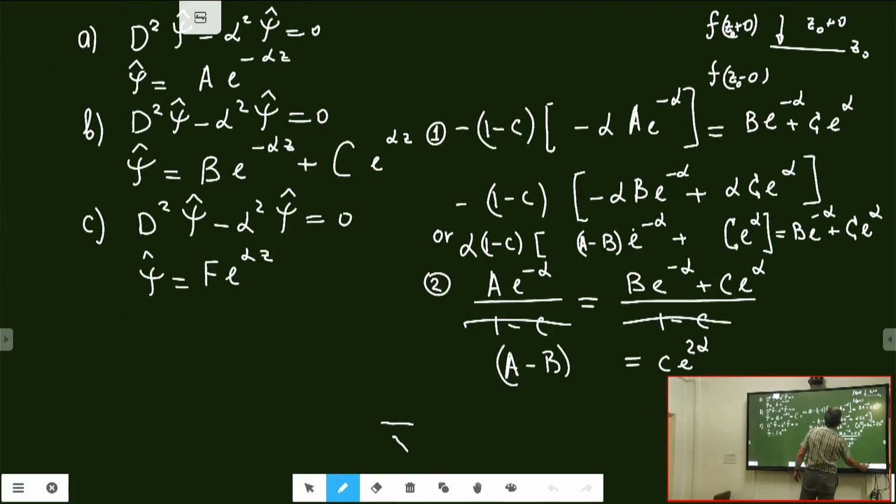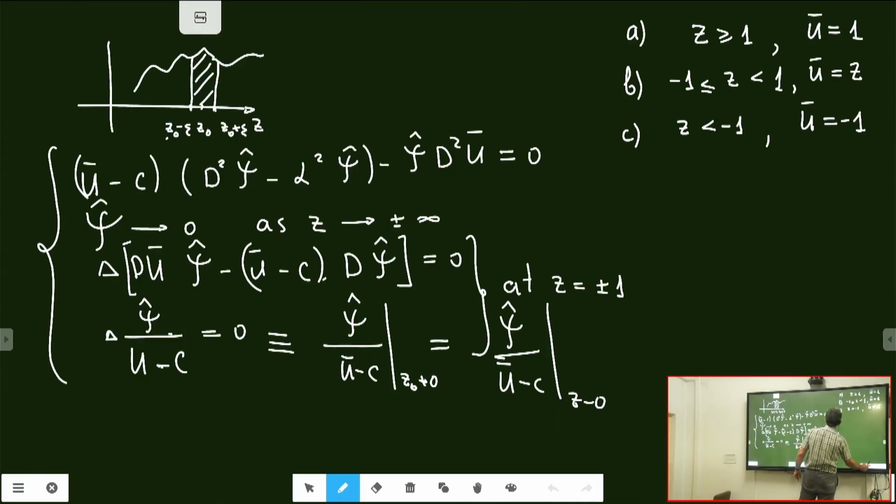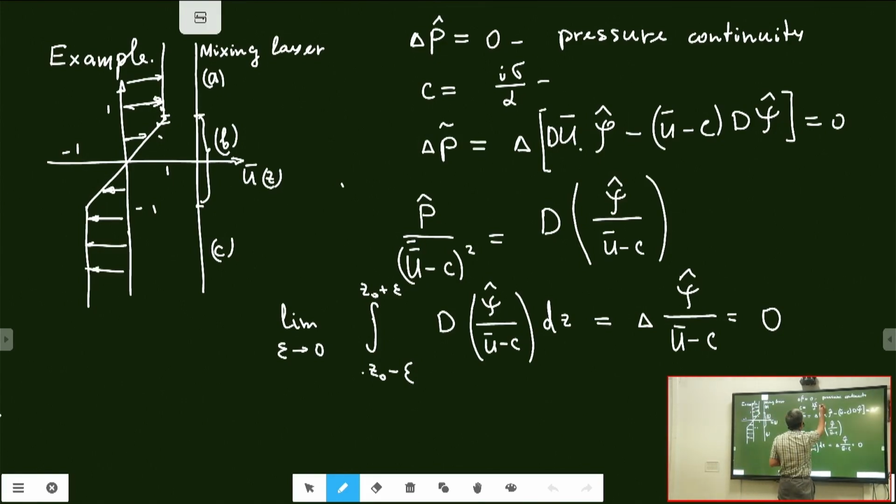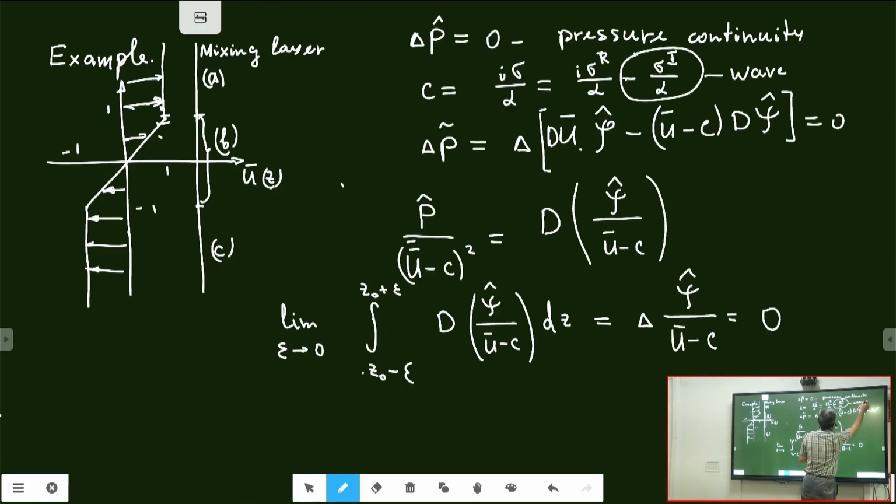It was a few slides back. So I already have C here, right? So C is i sigma R divided by alpha minus sigma I divided by alpha. Agree? Sigma contains real and imaginary parts, so if I take the imaginary part and multiply by another i, you will get a minus, but this combination here will be real, so that's the real part of this combination. So this is wave speed.